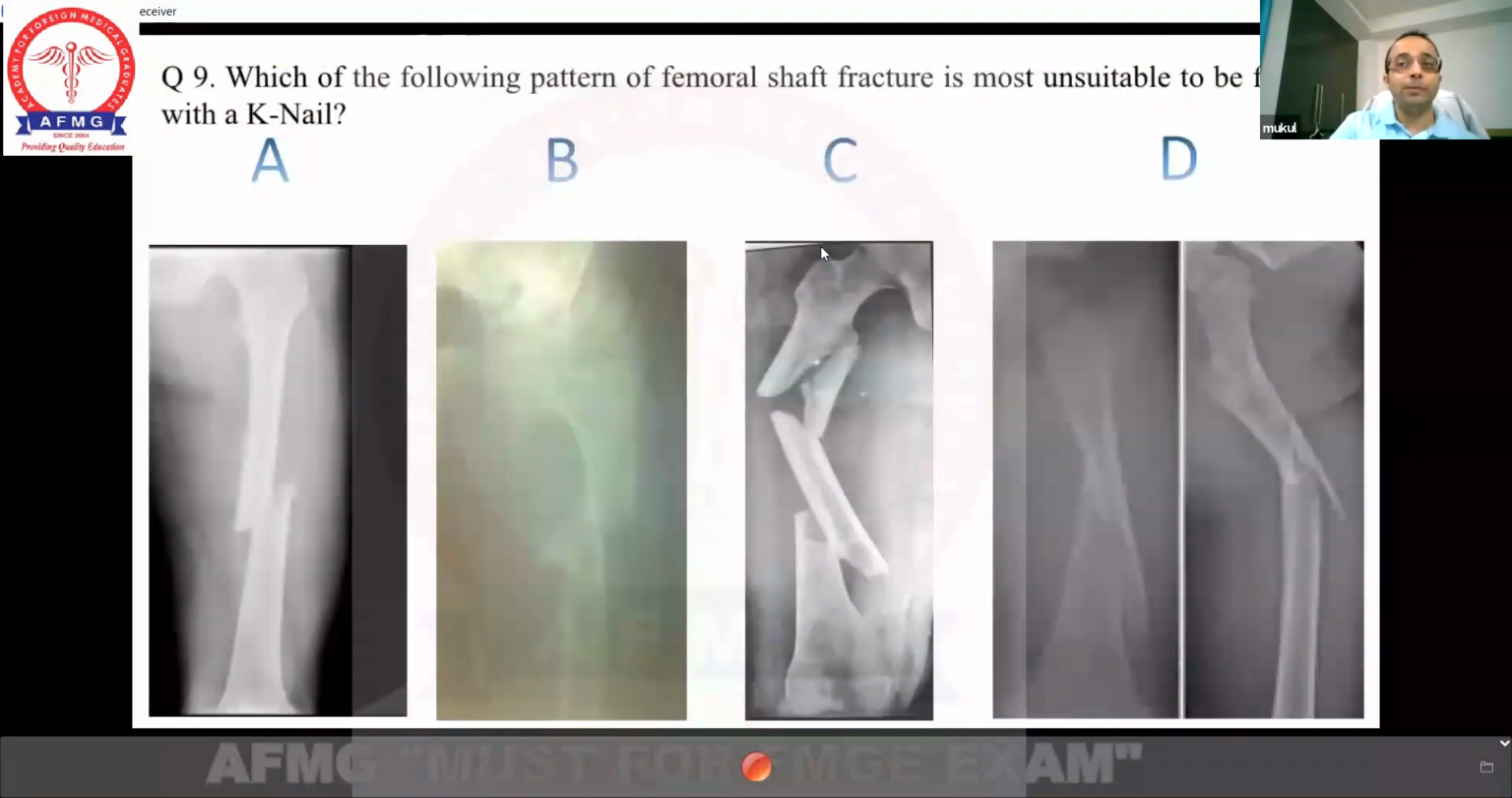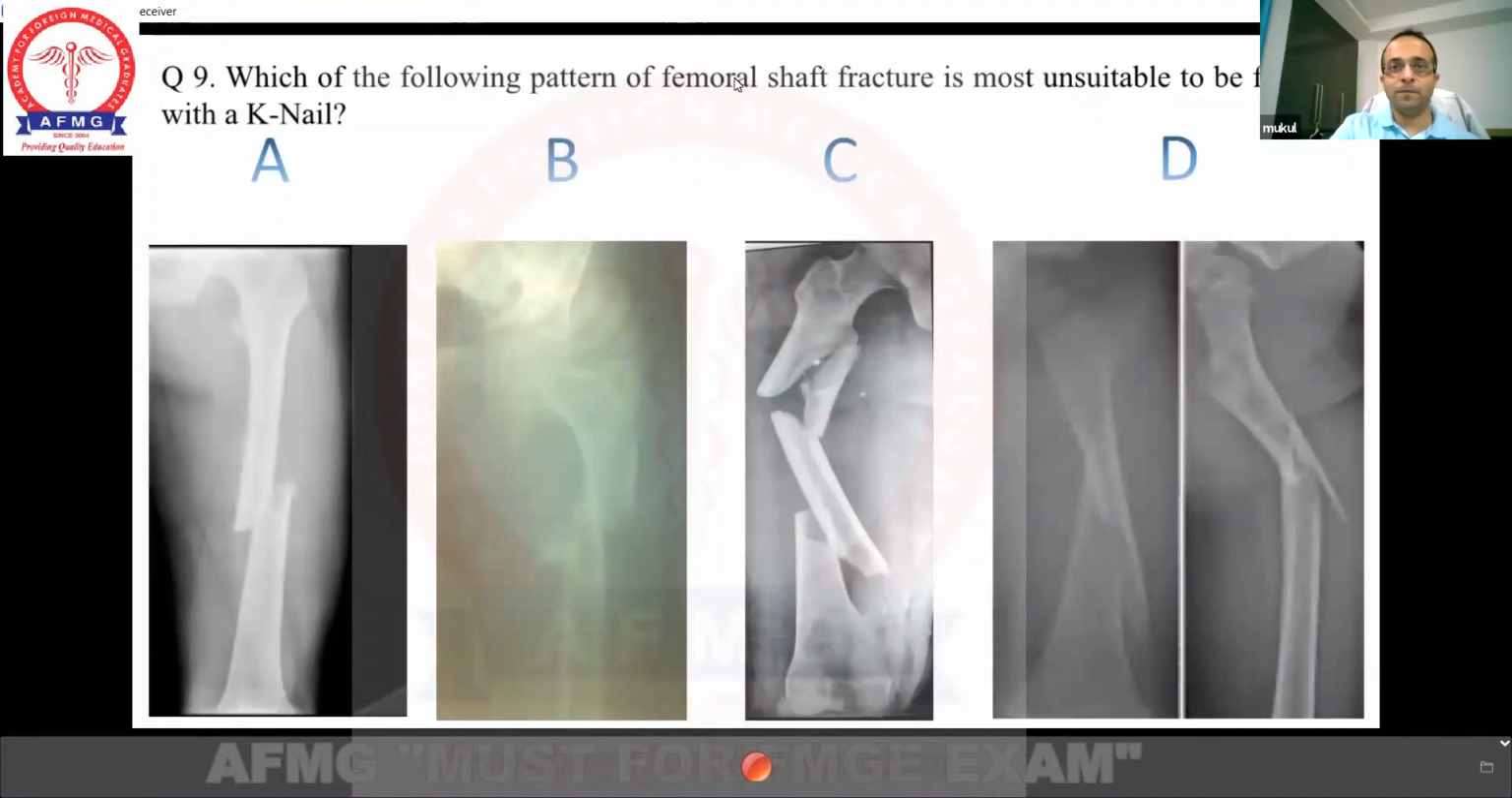Perfect enough. So lower limb nails, I only told you. So lower limb nails.